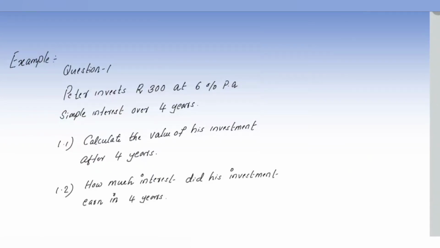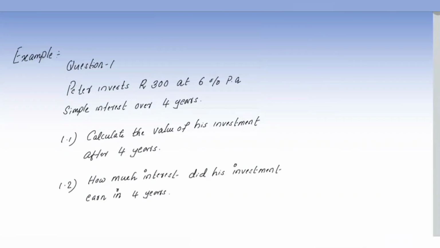Guys, let's do one or two questions in simple interest and move on to compound interest. Okay, so the first question: Peter invests 300 rand at 6%. Guys, you can see that this 6% is the interest rate. It is given as a percentage. That is the interest rate per annum. Per annum means per year.